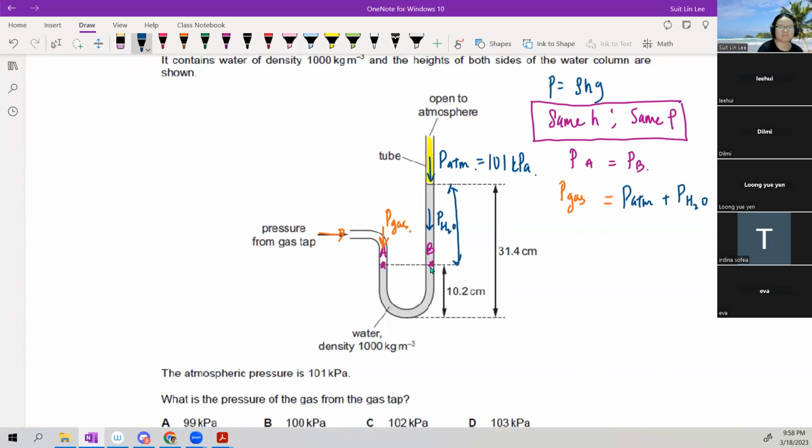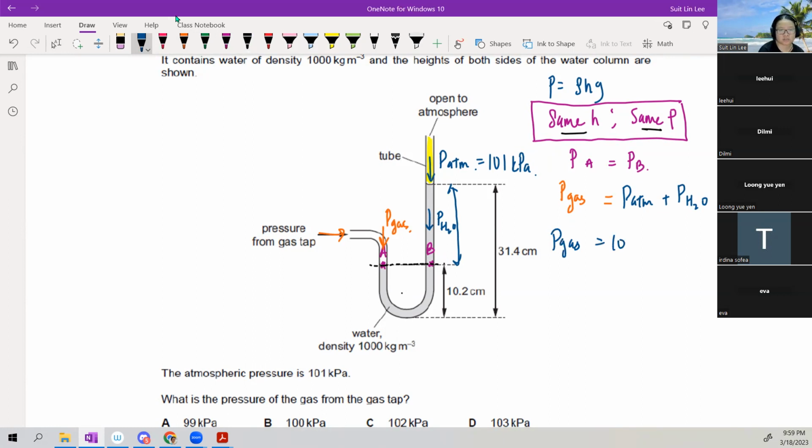So first step, choose a level. Same height, same pressure. This is the best level to choose. Teacher, why don't you just choose here? If I choose here, I don't know what this height is. I mean, of course, left and right, it will cancel, but it'll be very annoying. So we choose a point where we're relatively confident we can find all the heights that we need. Okay, so we're looking for the pressure of gas.